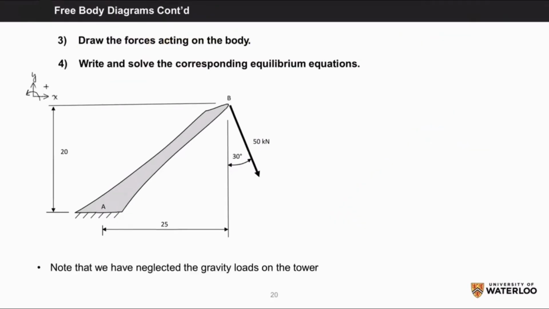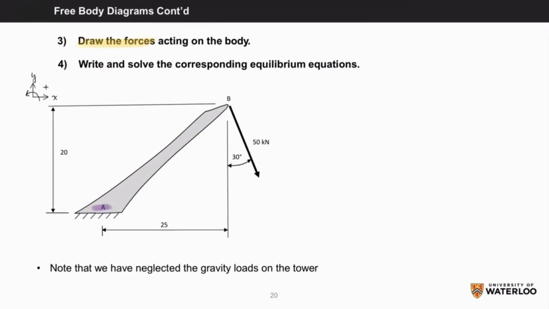In step 3, we draw the forces acting on the body which occur at point A. Since the support at A is fixed, there will be a moment Am and reactions in the horizontal and vertical directions, Ax and Ay. Now that we have drawn all our forces, we can move on to the next step where we write and solve the corresponding equilibrium equations.